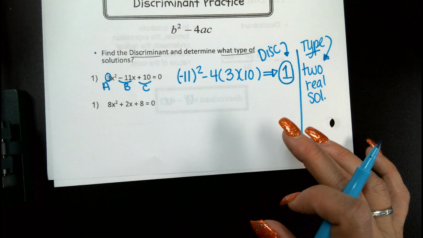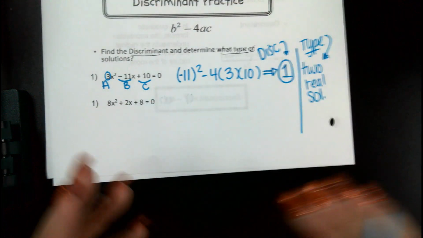Nice practice today. On the front of your practice page, they are going to ask you just to find the discriminant. They're going to ask you to find the type of solutions they are based on the discriminant. Okay?